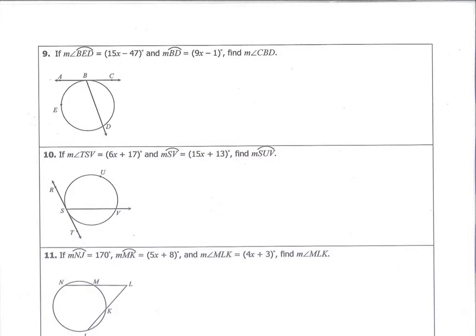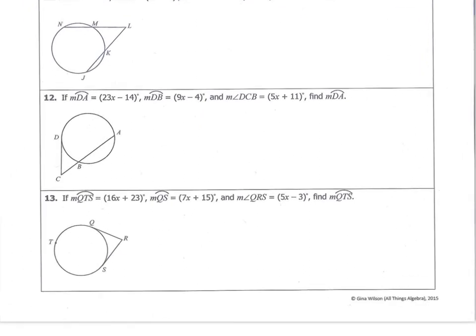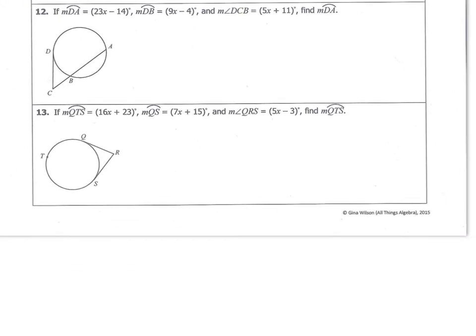So let's skip all the way down to question 13. I like 13. So let's label what they gave us. They gave us arc QTS is 16x plus 23. Then they gave us that arc QS is 7x plus 15, right? And then they gave us the angle right here is 5x minus 3. We have to find the measure of arc QTS.